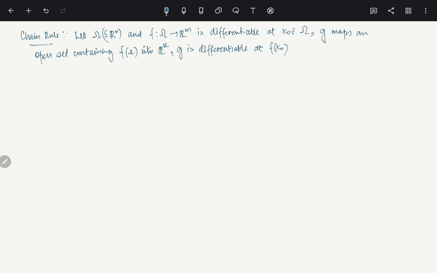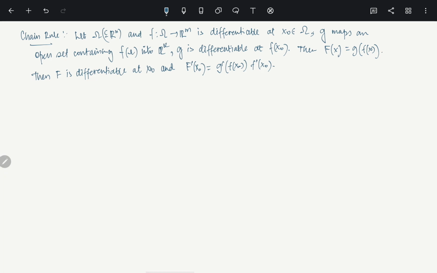Now if this is the case, and you define capital F of x to be g of f of x, then we can say that capital F is differentiable at the point x0, and this is very important, please remember: F prime at x0 is nothing but g prime at the point f of x0 times f prime at x0. Since f prime is a linear transformation, which is nothing but a matrix, it is an m cross n matrix.